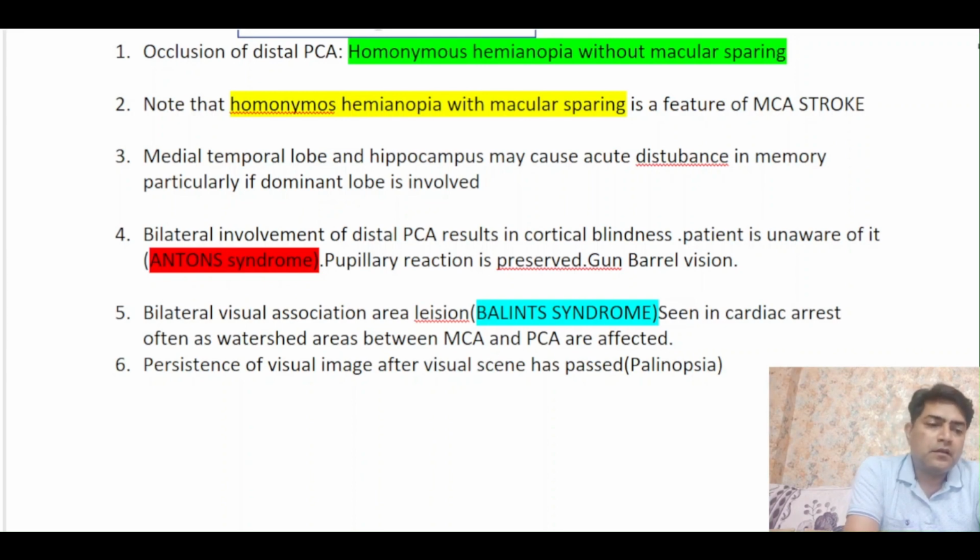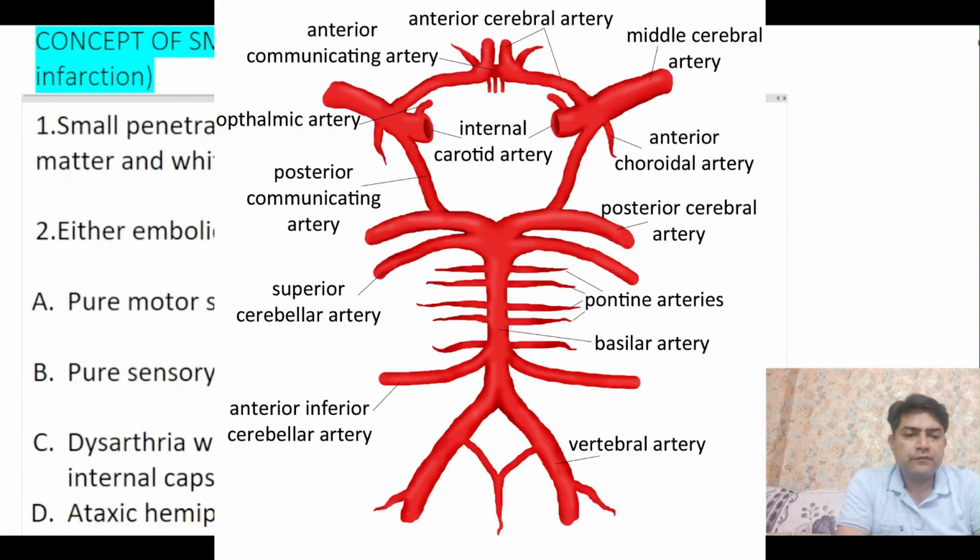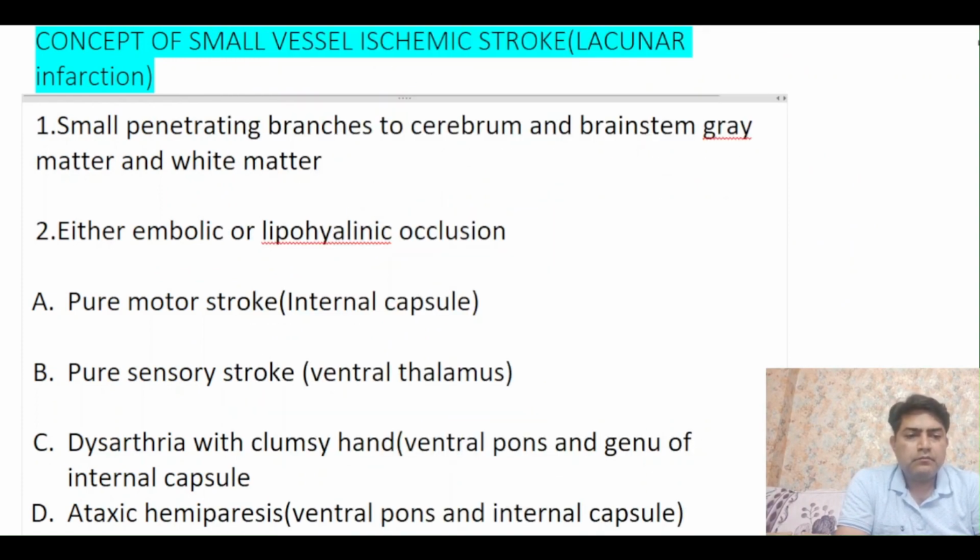and the PCA. Now recall the figure of that circle of Willis which I have shown you previously. You can pause the video or go back and see that figure. In that part I have told you what comprises the circle of Willis. Now this circle of Willis has small penetrating branches, meaning the anterior cerebral artery A1 segment, the basilar arteries, the posterior cerebral artery. So all these form the circle of Willis, and all these give penetrating branches to the gray matter and the white matter of the cerebrum, pons, and the midbrain.